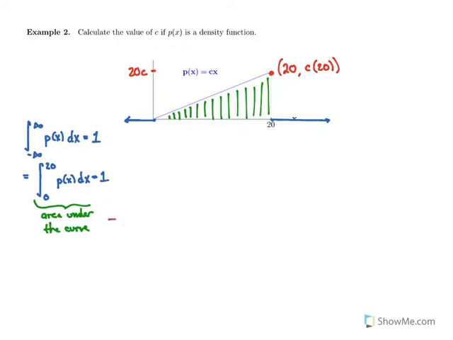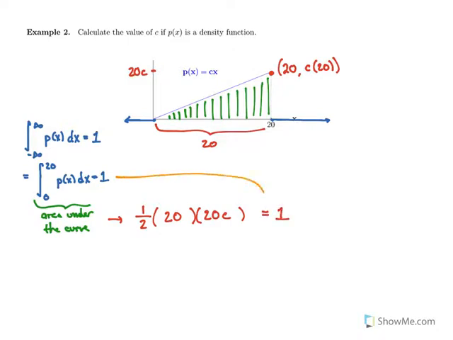So the area under the curve here is going to be the area of a triangle, 1/2 base times height. The base is 20, and the height is 20c. And that whole area has to be equal to 1. That's what we're saying. That whole area has to be equal to 1, 100%.